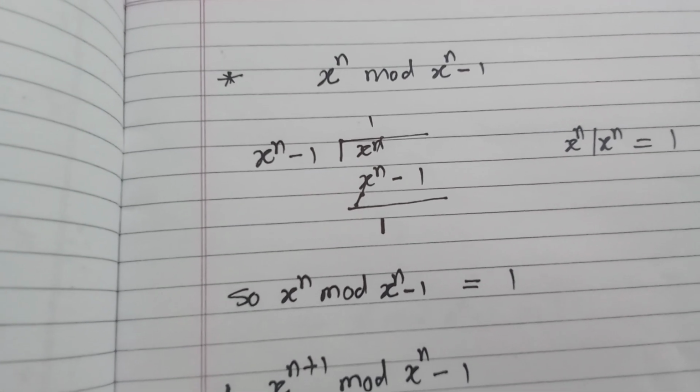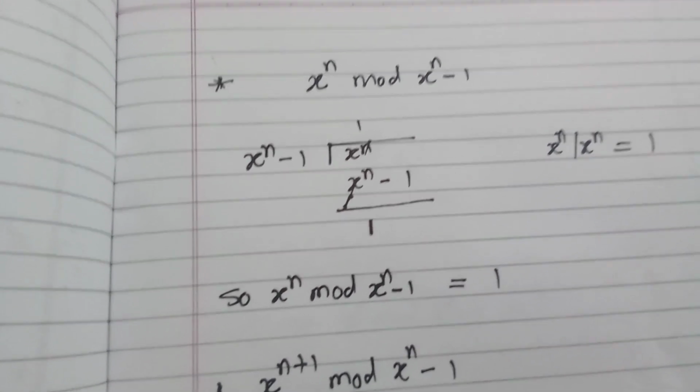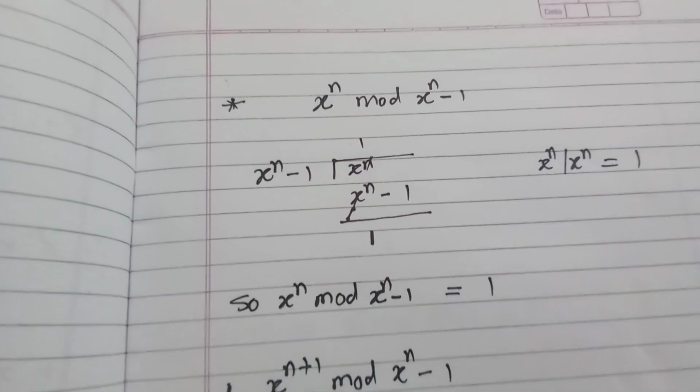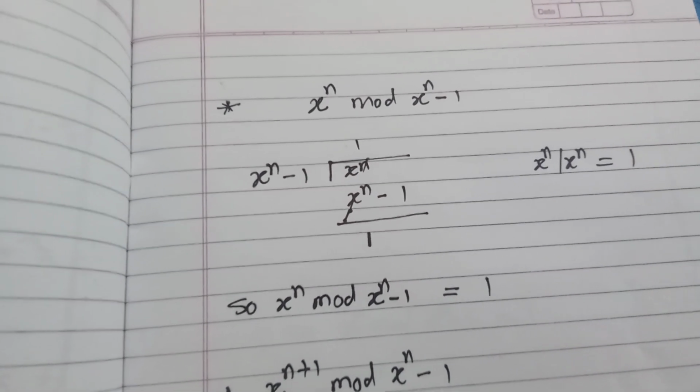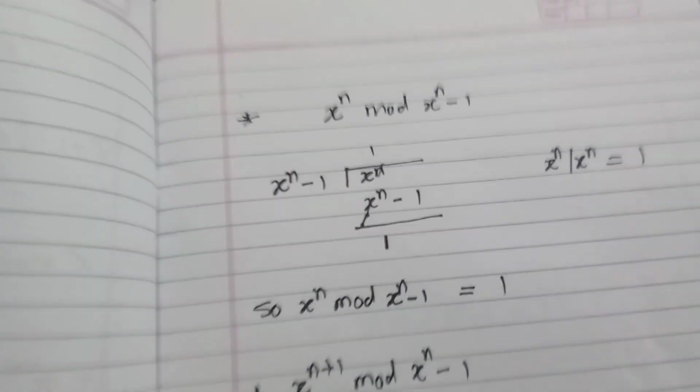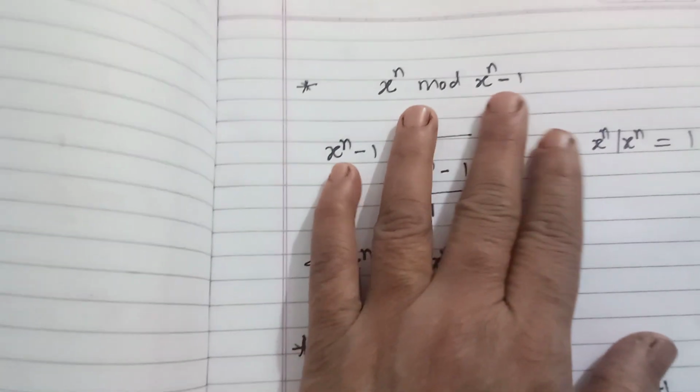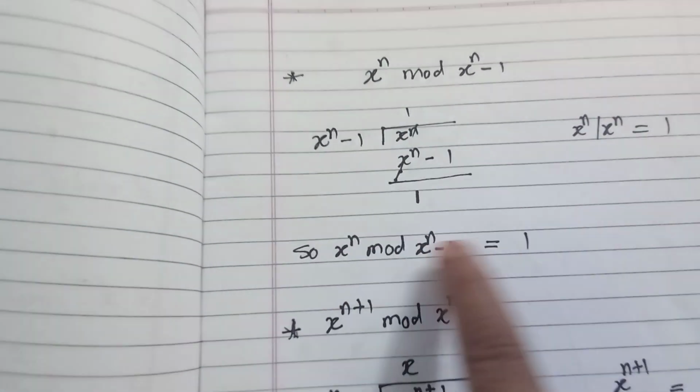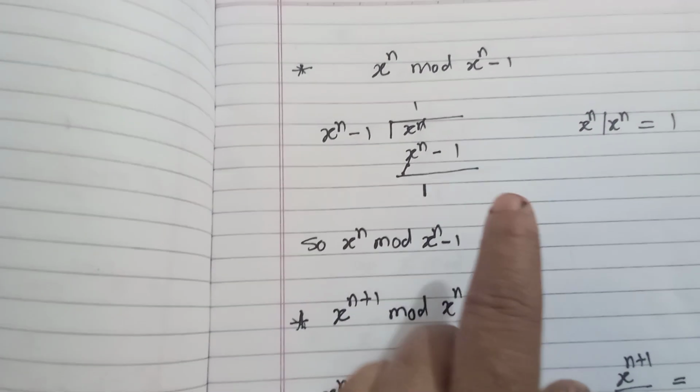In this video, let us see what is the value of x^n mod x^n minus 1. This is commonly used in cyclic codes. We replace this x^n mod x^n minus 1 by 1. So how it comes, we will see.